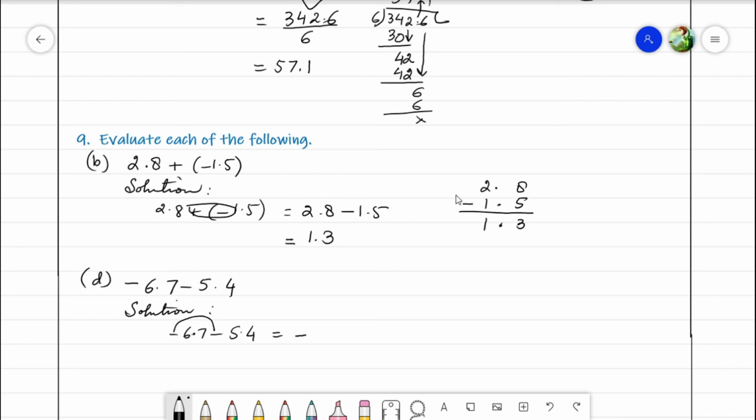I will line up the decimal point here, 5.4, and I am going to add, so what would it be? 7, 8, 9, 10, 11. One will go up and that would be 12.1. The point would be just under the points of the two numbers. Got it? So we are done with question number 9.